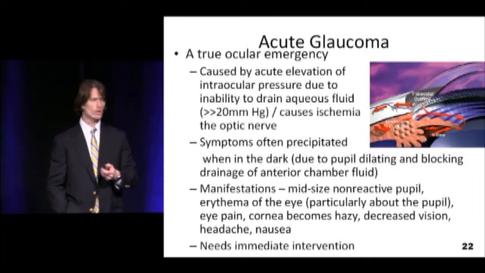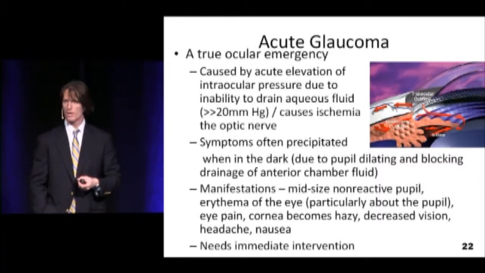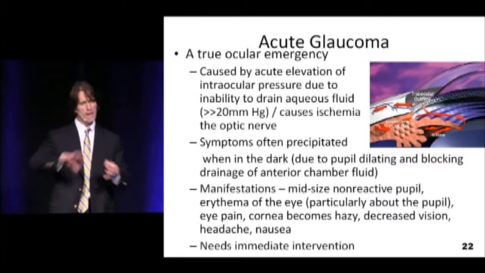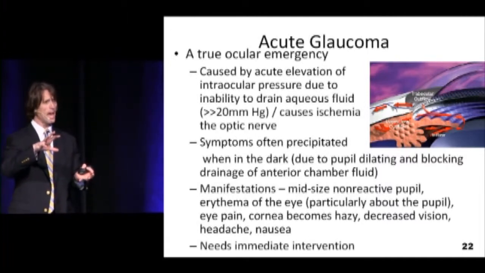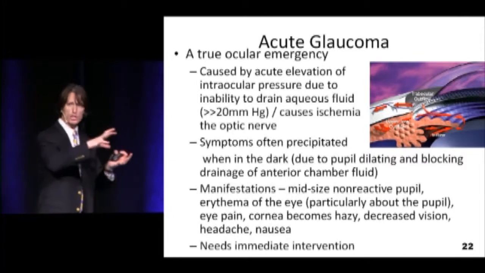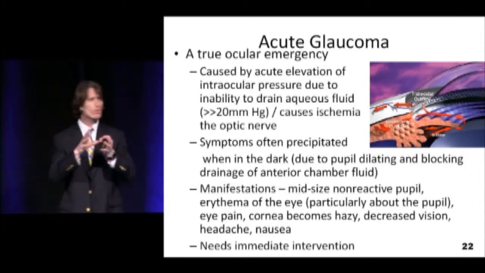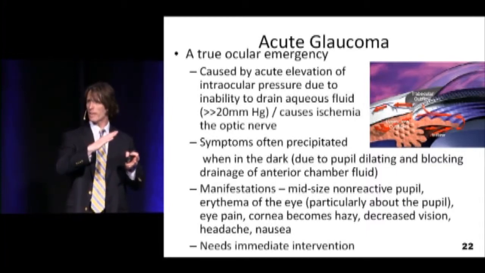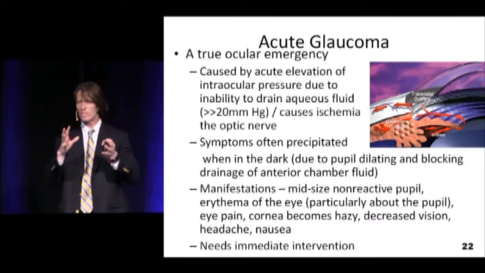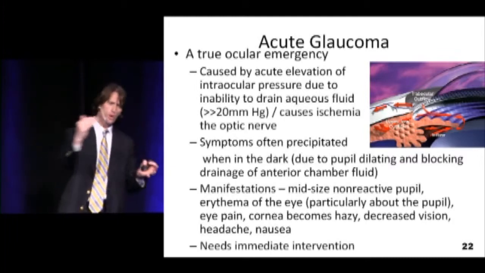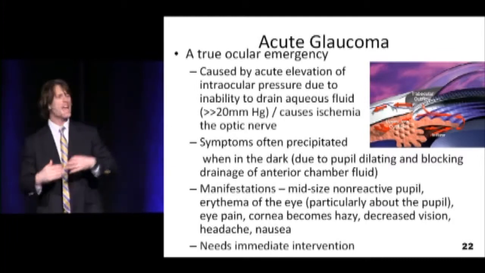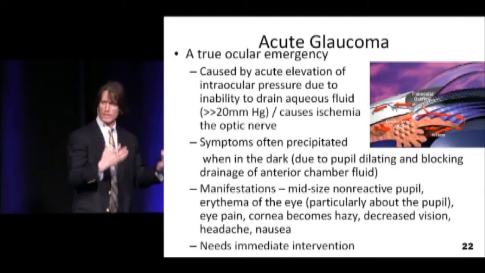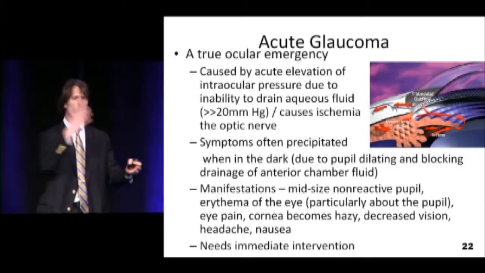Acute glaucoma, we're nearing the end here. This is a true ocular emergency, very time sensitive. And what happens? We talked about this. In the back of the eye, we have the vitreous humor, and aqueous humor is in the front of the eye. It's produced by the ciliary body, and it floats in between the iris and the lens and goes into the anterior chamber and flows back out through the canal of Schlemm and is reabsorbed by the trabecular meshwork. And this continues to go on over and over again.